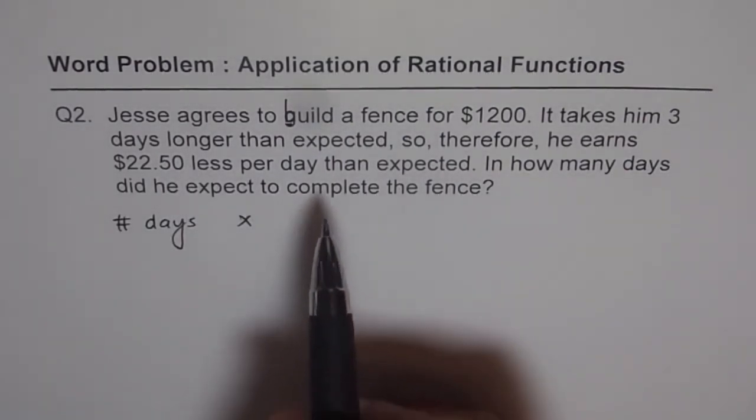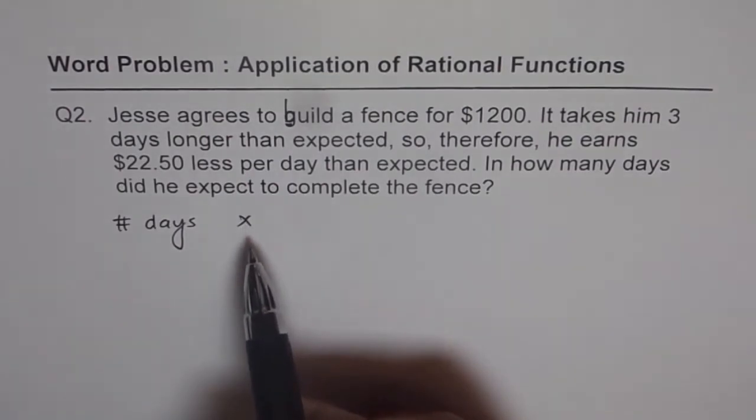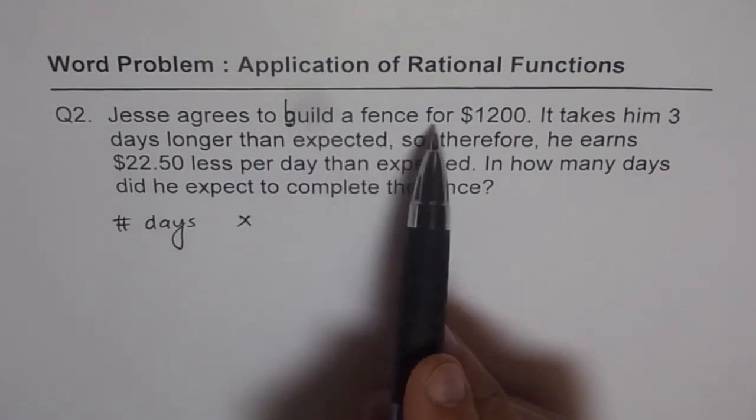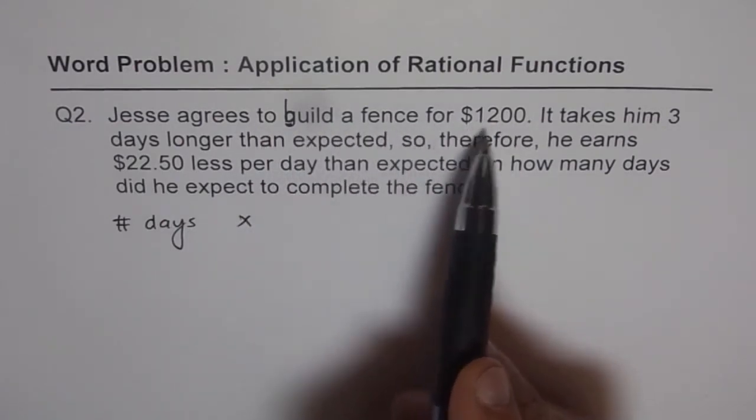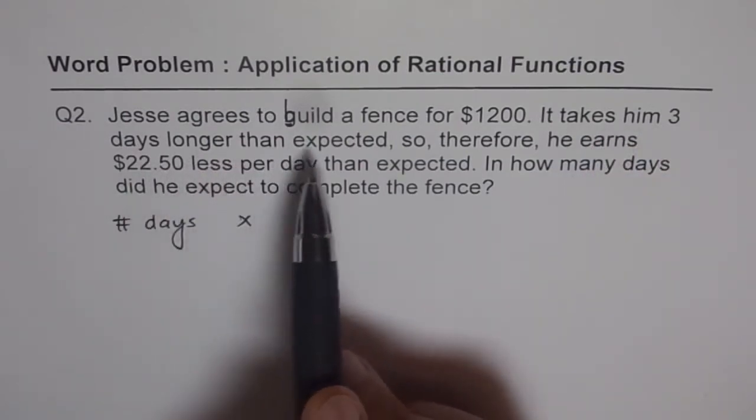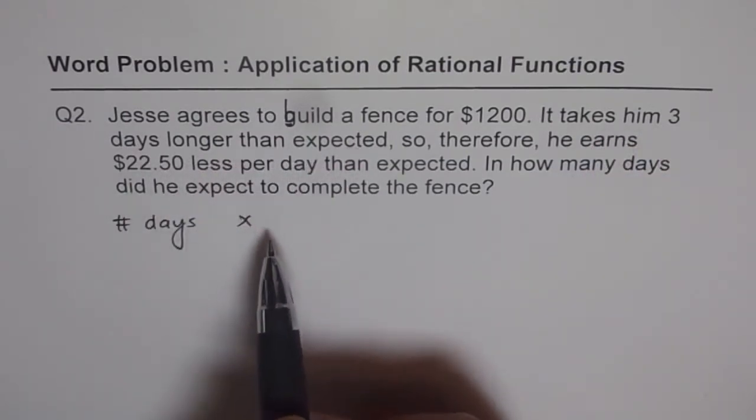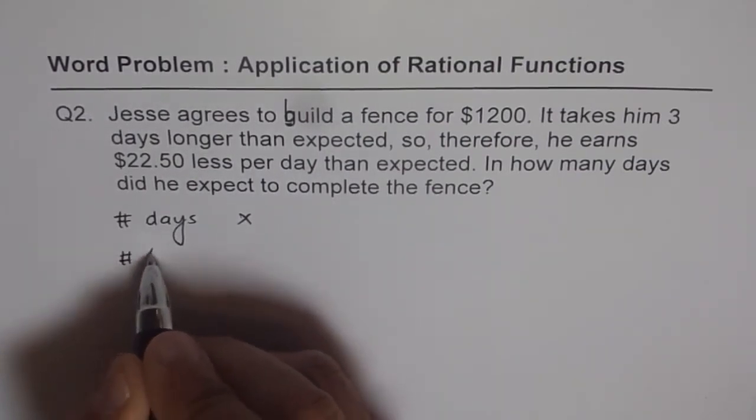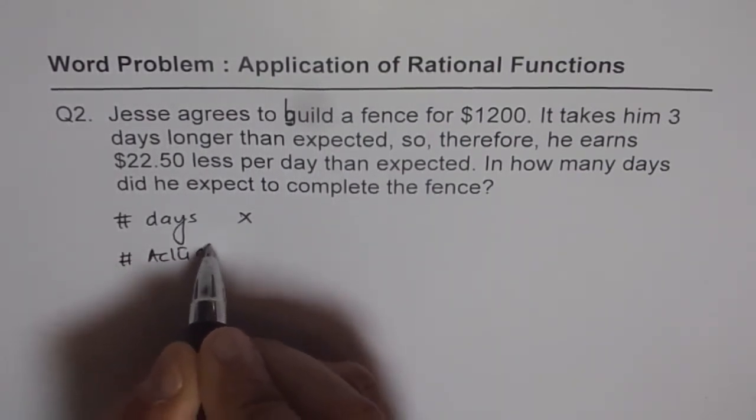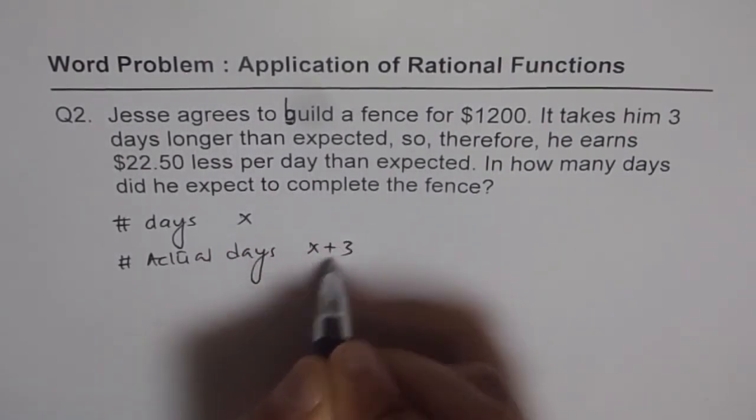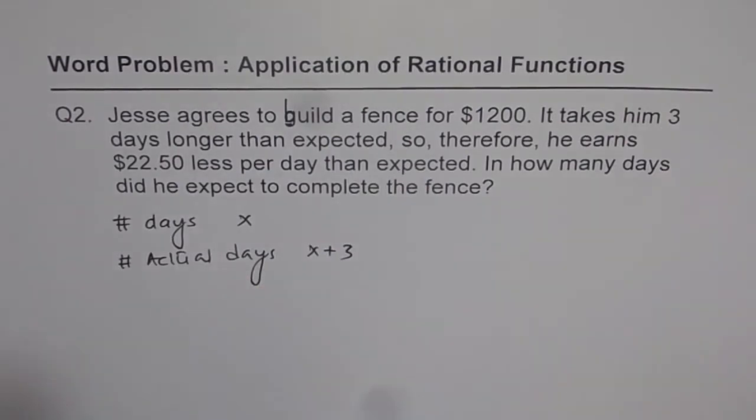Now let's go to the problem and understand how x is related with the numbers given to us. Jesse agrees to build a fence for $1,200. So that is the total cost. It takes him 3 days longer than expected. So the number of actual days will be x plus 3, right? So that's how you get the second part.